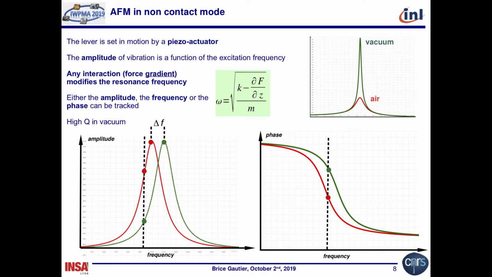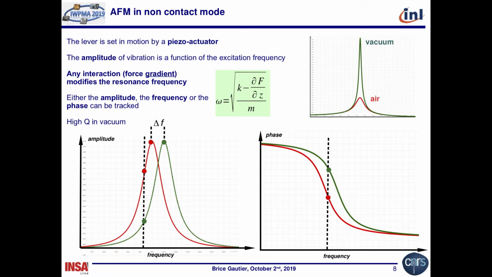So you will have a shift of the resonance frequency towards the higher frequency if the interaction is repulsive, and towards the lower frequency if it is attractive. If you just excite the lever at a fixed frequency like this and measure the amplitude, you will be aware of the existence of the force by just measuring the amplitude, and here you see that the amplitude is decreasing.